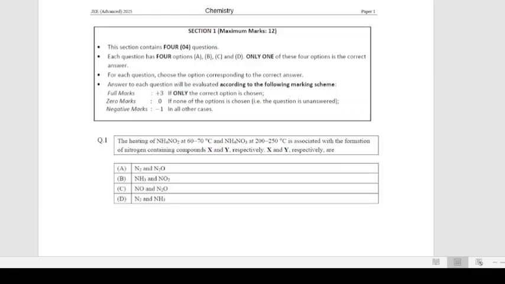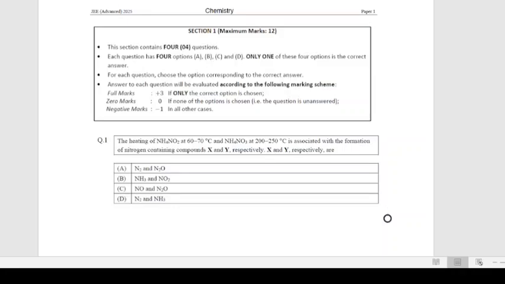In this video, we are going to discuss in detail the JEE Advanced Paper 1 Chemistry. Directly I am getting into Section 1. In Section 1, there are 4 questions and each one carries plus 3 for the correct option and a negative mark of minus 1 for each question, right?